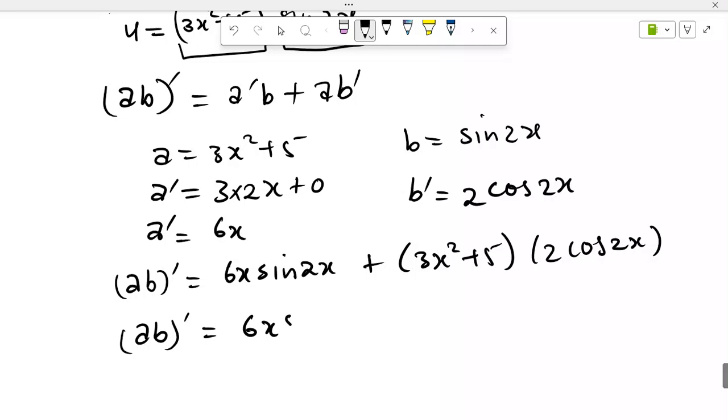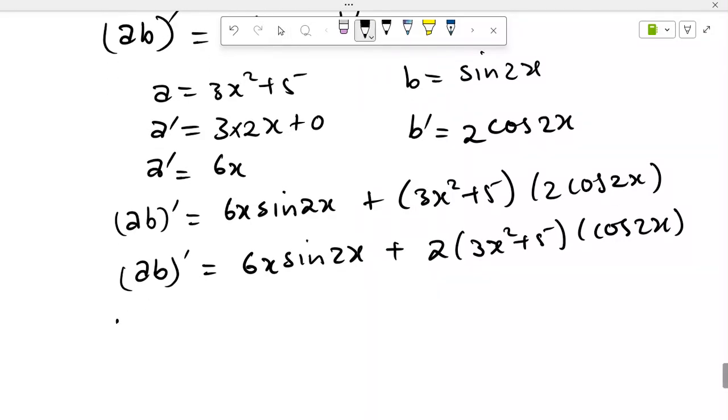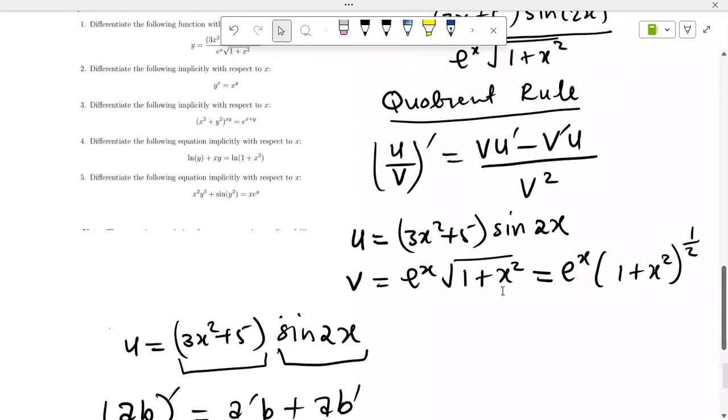Let me just write it nicely. So you have 6x sine 2x plus the 2 can come in front, so 3x squared plus 5 and cos 2x. So this is ab, but you know ab is u prime. We're just differentiating u. So u prime is 6x sine 2x plus 2, plus 5 cos 2x. So this is our u prime. We'll do the same for v now. V is this part.